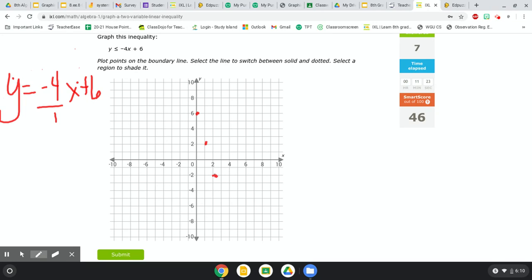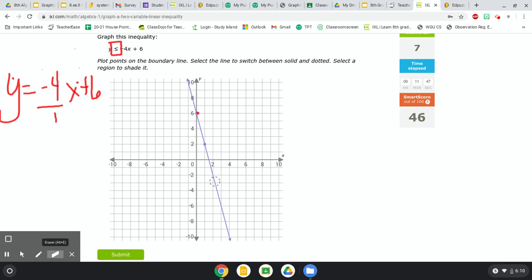So when I'm looking at this to determine if it's a solid or a dotted line, it doesn't have just that less than. It has that equal to with it. So it has less than or equal to. So in this case, I know it's going to be a solid line because that's like a closed circle. So I'm going to connect my dots here. Okay, so I can leave it as a solid line this time.